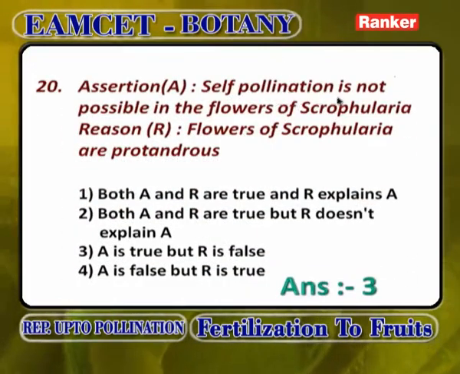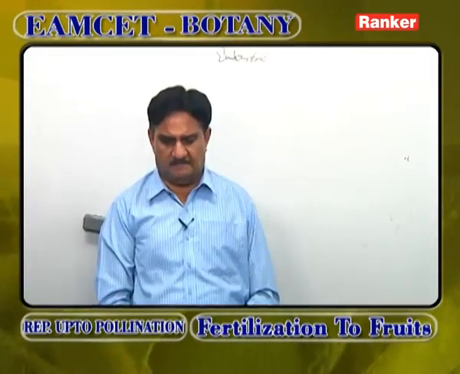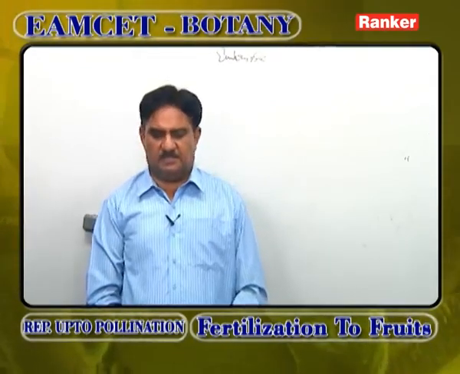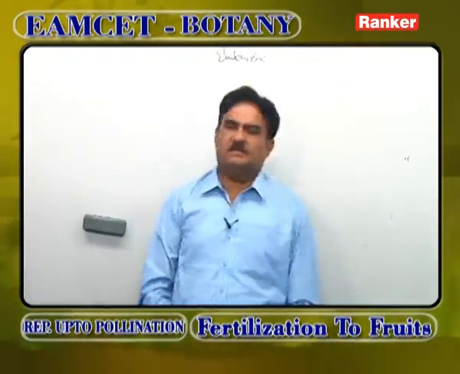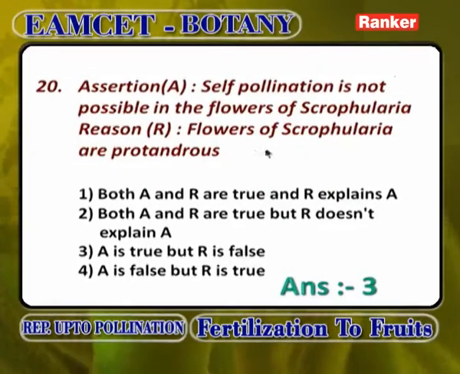Self-pollination is not possible in the flowers of Scrophularia. Just now I told, Scrophularia shows bisexual flowers with protogynous condition. Protogynous condition means it has to produce bisexual flowers, but gynoecium matures much before androecium. Reason: Flowers of Scrophularia are protandrous. So, the assertion is correct because it is protogynous. The reason is wrong. Flowers of Scrophularia are not protandrous. Flowers of Scrophularia are protogynous.